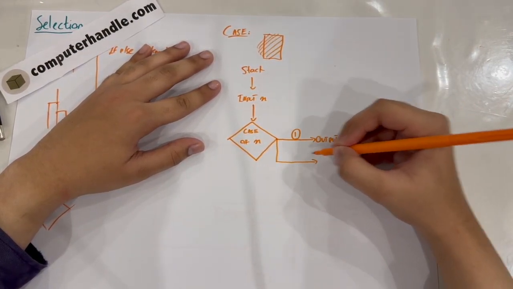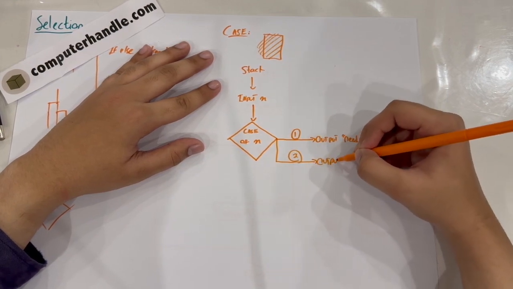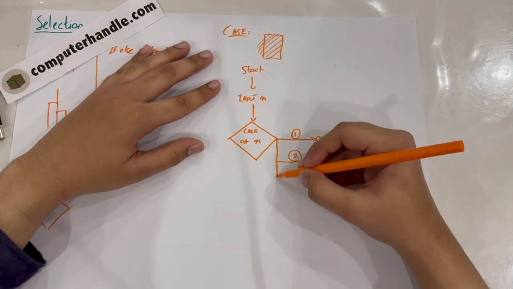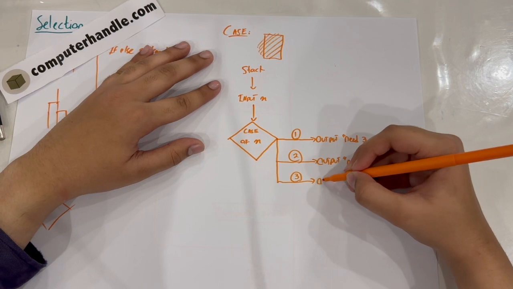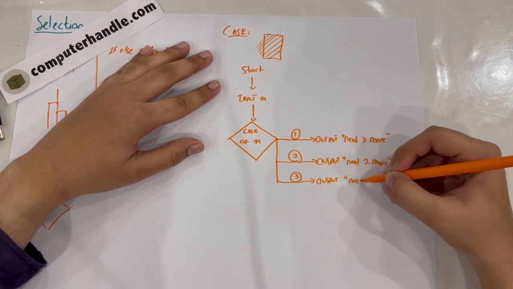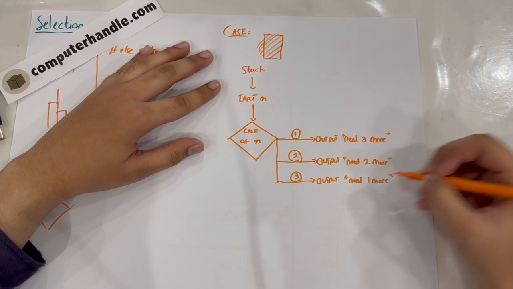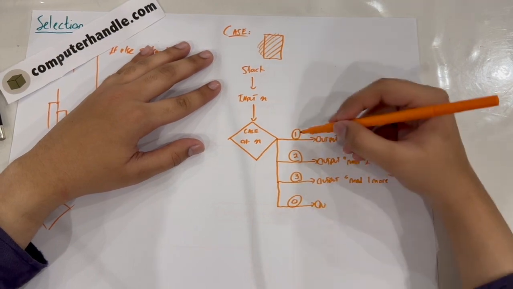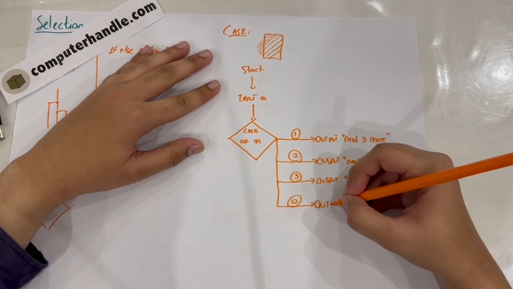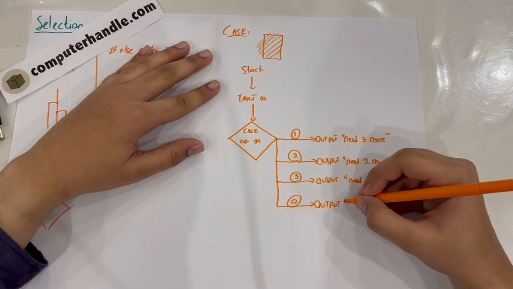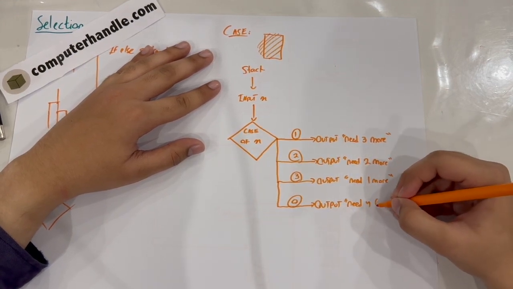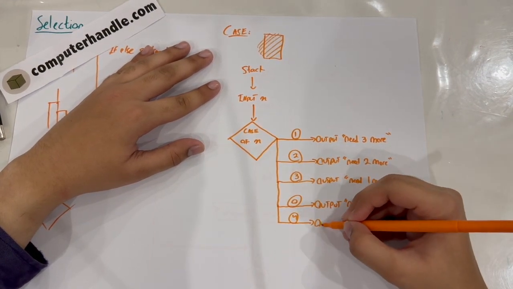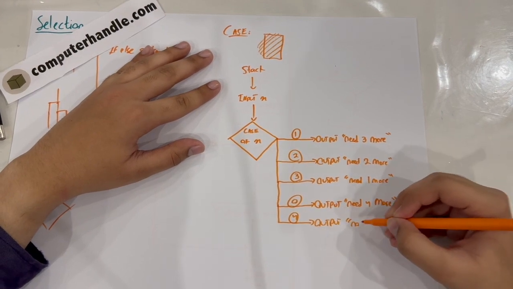If it's 2, I'm going to say output need 2 more. If it's 3, I'm going to say output need 1 more. If it's 0, the order in which we write this doesn't really matter. So if it's 0, we'll say output need 4 more, of course. And if we already have 4, we'll say output no need for more.